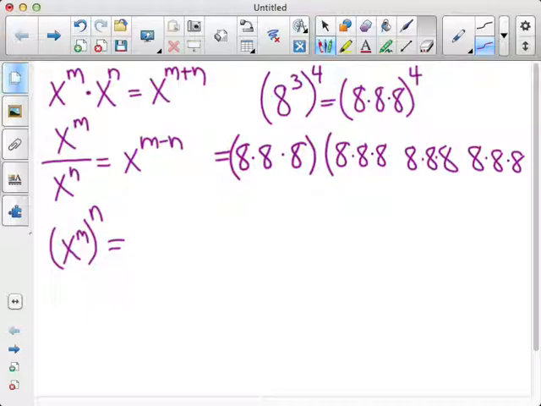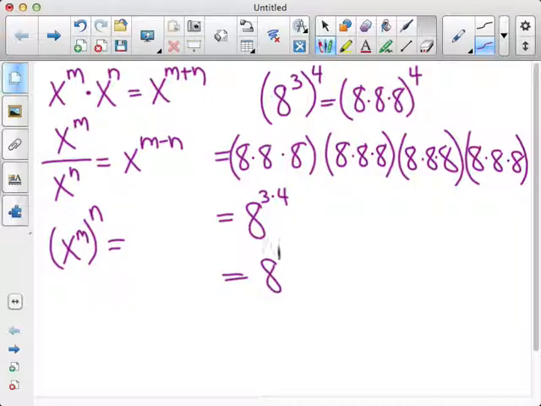So I have that group multiplied together 4 times. And as long as there's multiplication all the way across the board, since multiplication is commutative, we can drop those parentheses and just write a string of 8s. So what we end up having is 12 8s. Or we end up having 8 to the 3, 4 times. So we get 8 to the third times 4, which ends up being 8 to the 12th.